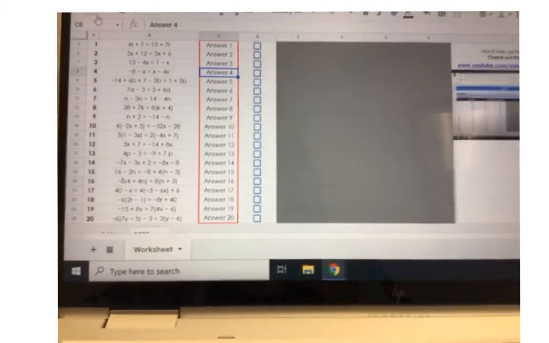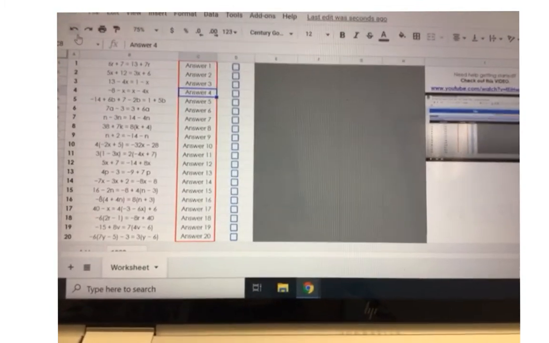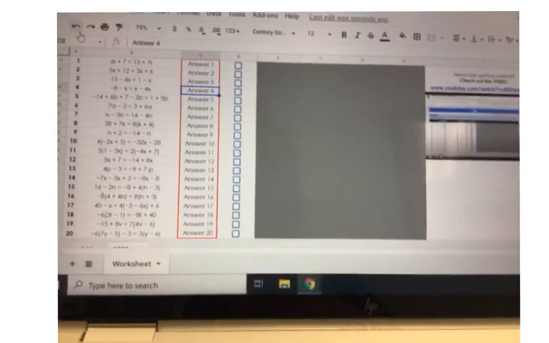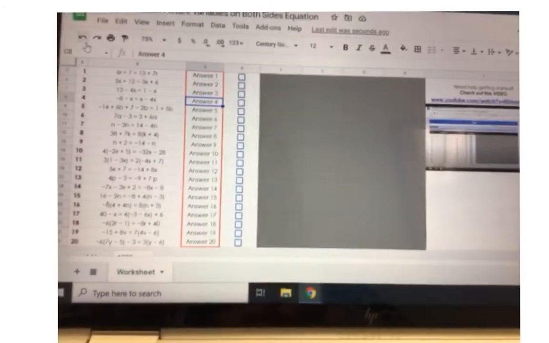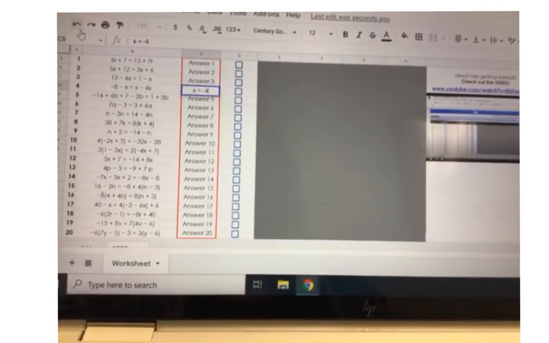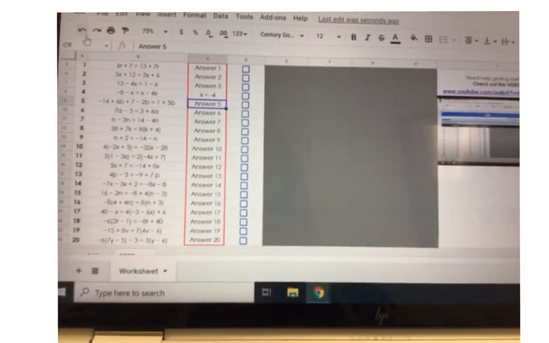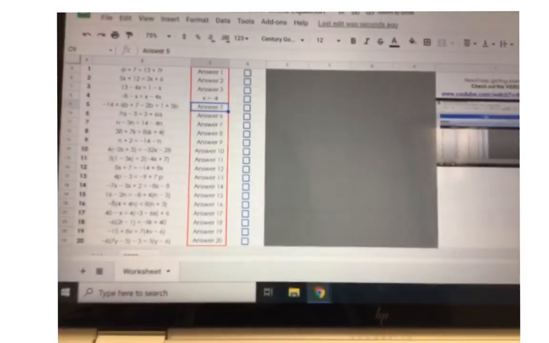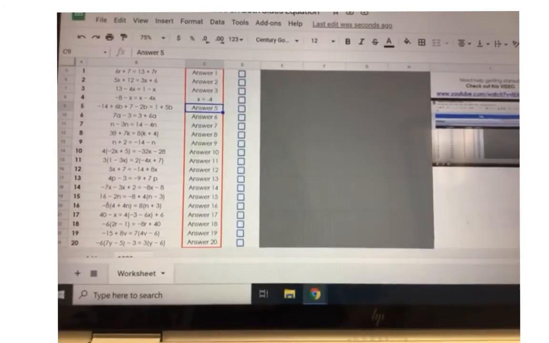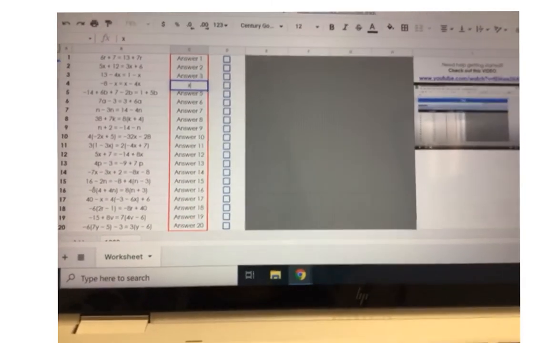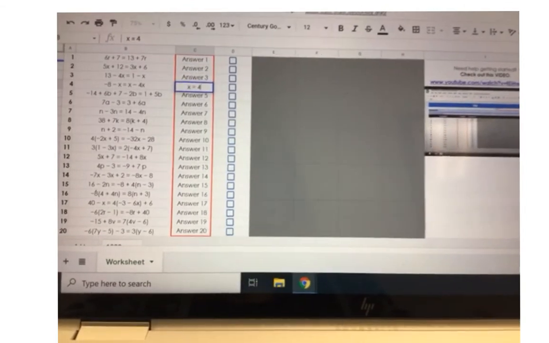Okay, now we're going to take a look at how you're going to enter this into the hidden picture. So we just solved number 4. I'm going to show you what happens if you enter the wrong answer. So let's say someone got x equals negative 4, even though we know our answer is x equals 4. And you hit enter. Notice nothing happens. There's no check mark beside the problem, nothing. So to correct, we want to go back up here and rewrite it as x equals 4.